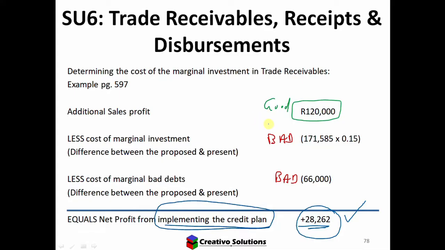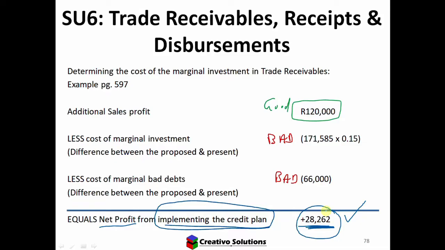Okay, if I implement this plan, in other words, for this particular business, if I give out more credit, the good outweighs the bad, and I can potentially increase my net profit by 28,262. But obviously, this is an expectation. It's never perfect. It's never accurate.